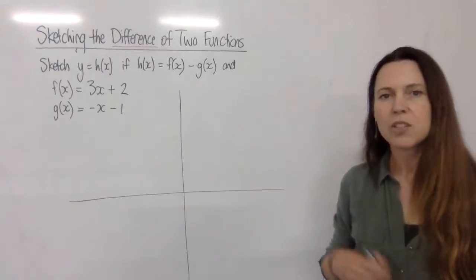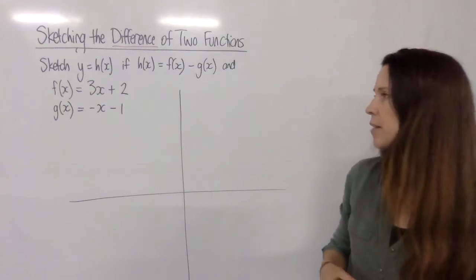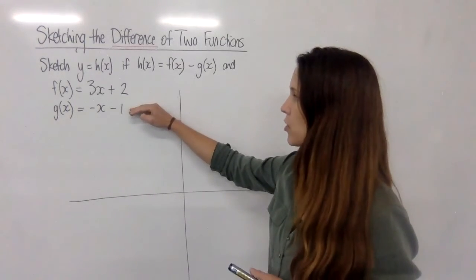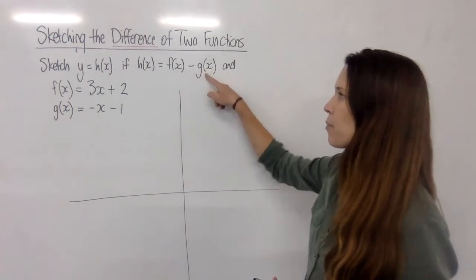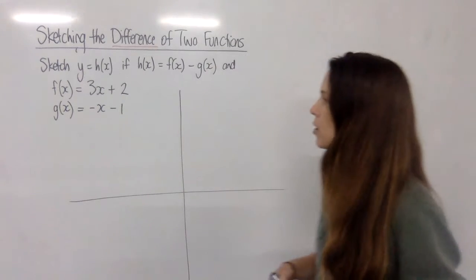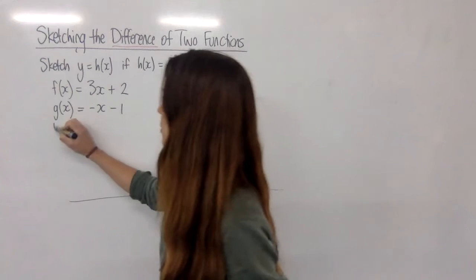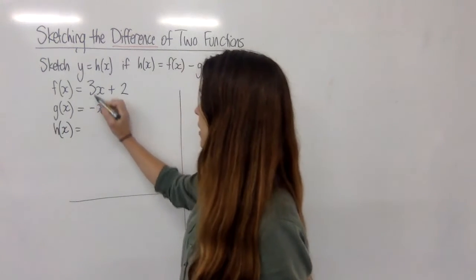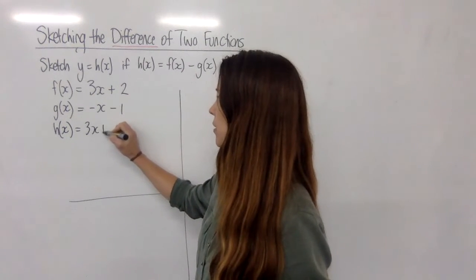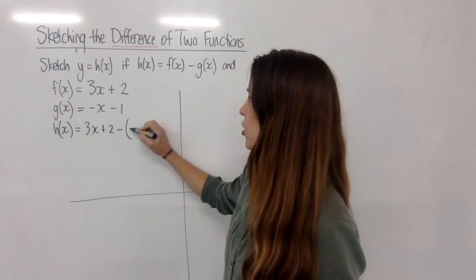So let's have a go at this with a simple example where we're actually given both functions and we need to subtract one from the other to get our new function. What we can do here is literally just say, well, we need f of x, so h of x is going to have an equation. It will be f of x minus g of x.